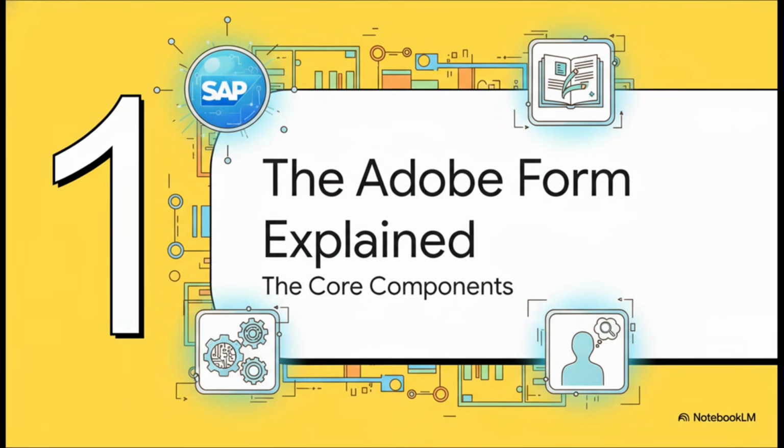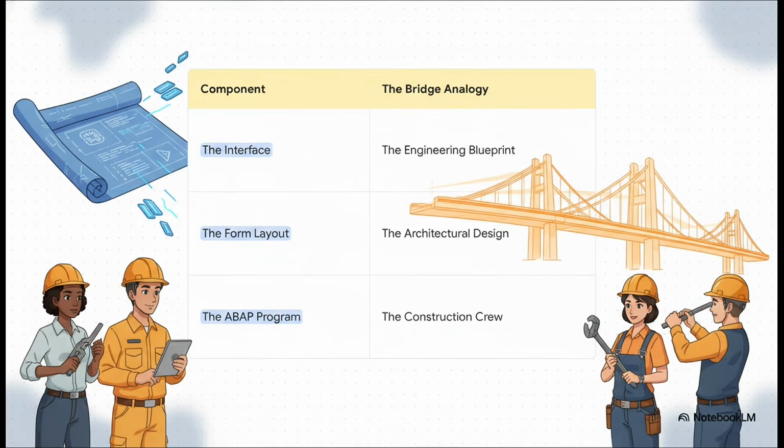The secret to really getting a handle on Adobe Forms is just knowing one thing. Every single one is built from three core pieces. Once you see how these three components talk to each other, the whole process just clicks. To make this super simple, let's think about it like we're building a bridge.